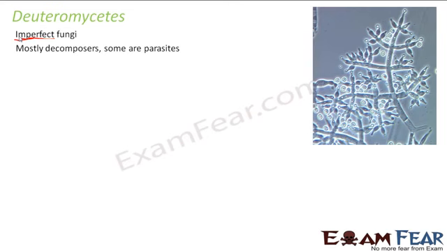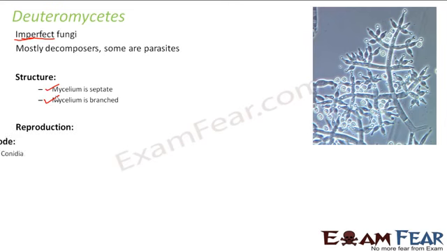Mostly they are decomposers. However, some of them are parasites, but mostly they are decomposers. Talking about their structure, again here also the mycelium is septate and branched. So if you look at it, only Phycomycetes, the first category which we talked about, have aseptate mycelium and cenocytic mycelium. Other than that, all other categories of fungi have a branched and septate mycelium.